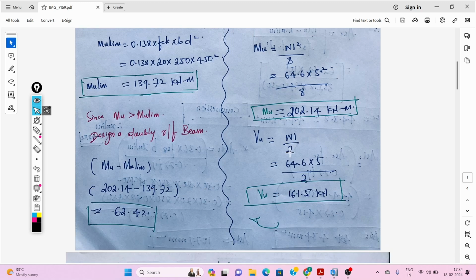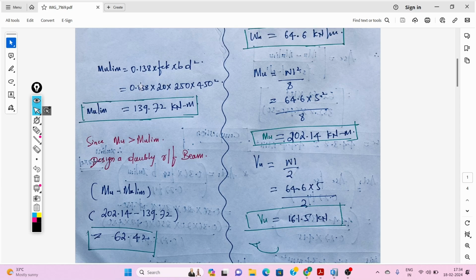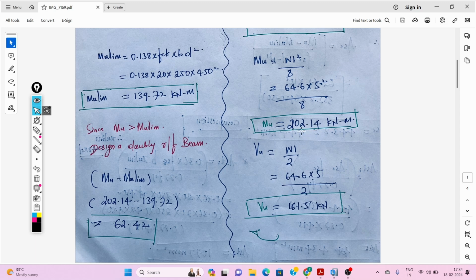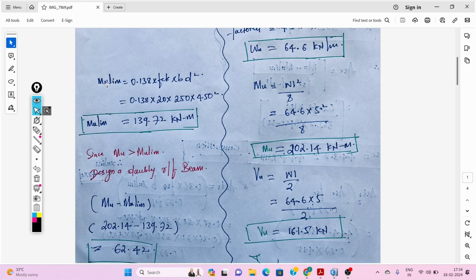Again, we need to find the Mu limit. This is the moment acting on the beam, so what is the limit of the moment? So Mu limit, we have a formula, 0.138 into fck into b d square. 0.138 is for Fe415. Okay, 0.138 into 20, this is the M20 grade of concrete, 250 into 450 effective depth. Okay, so Mu limit is 139.72 kilonewton meter.